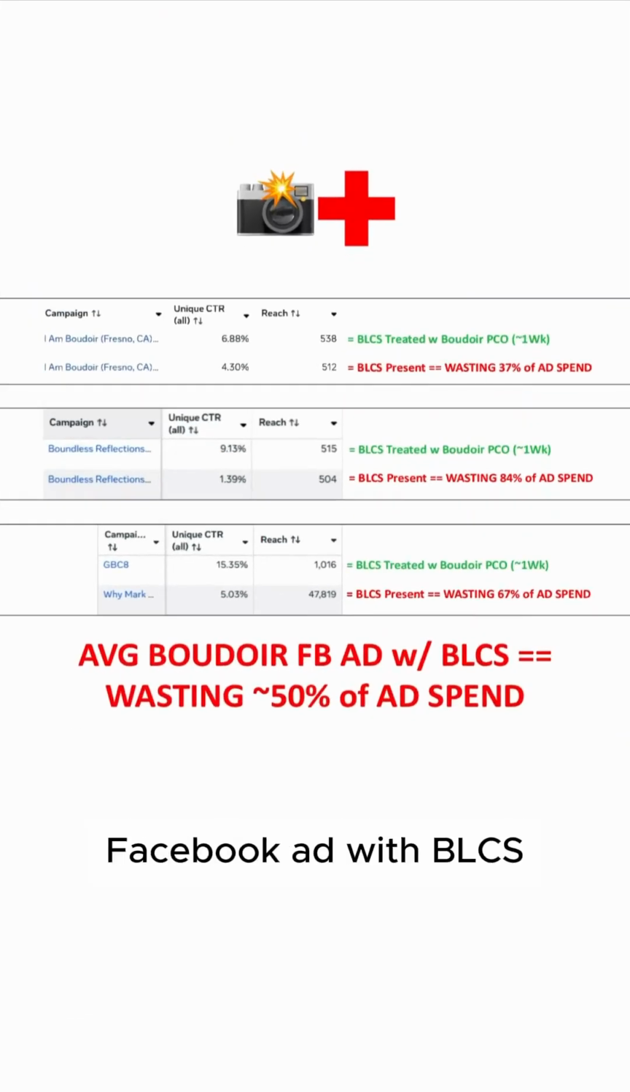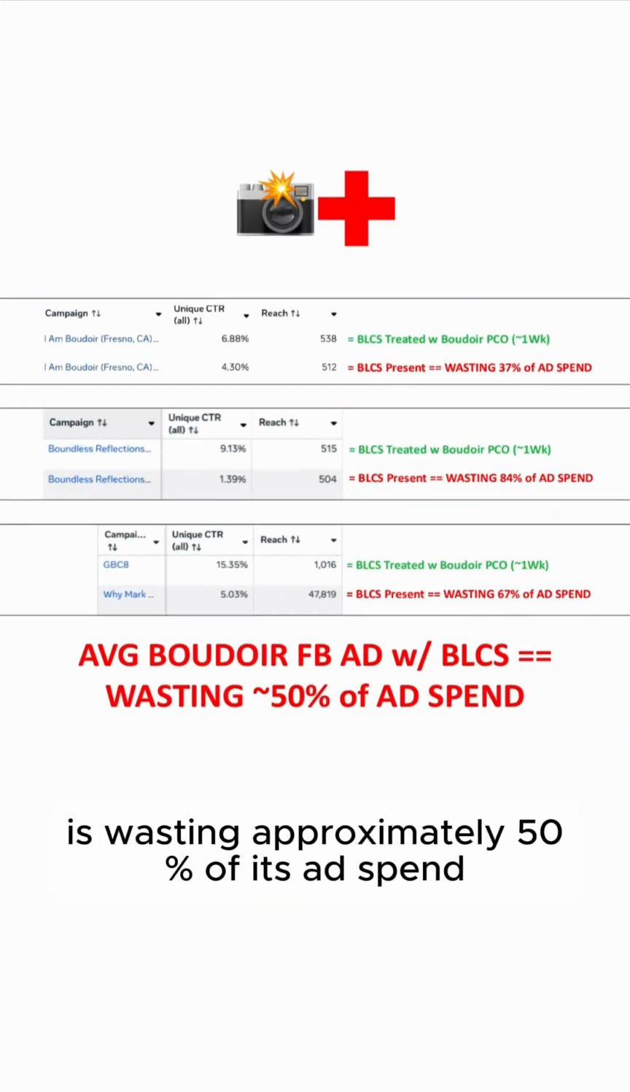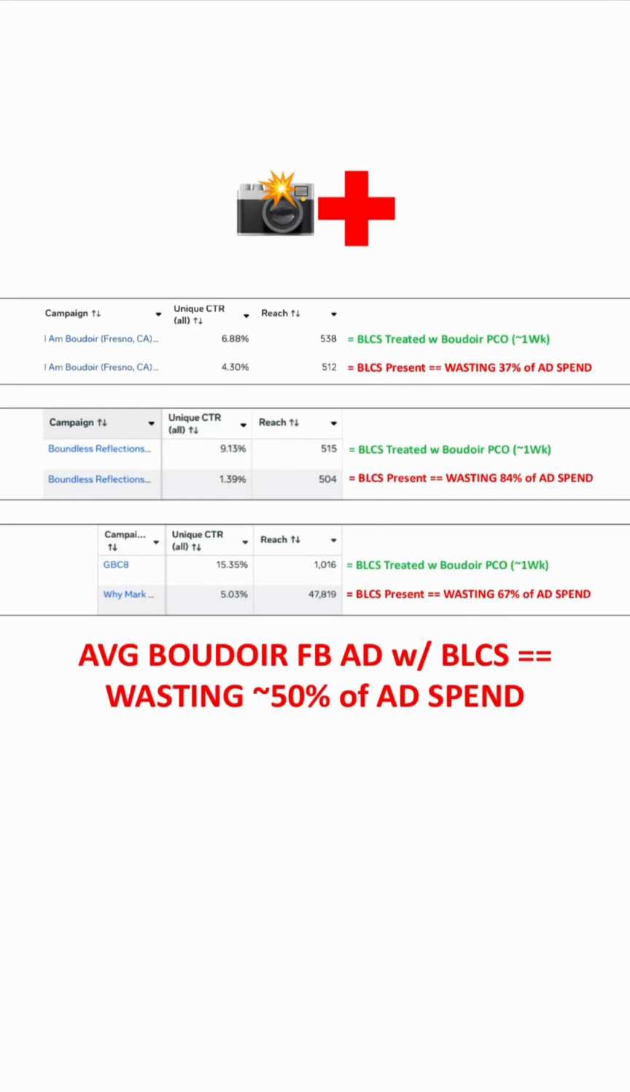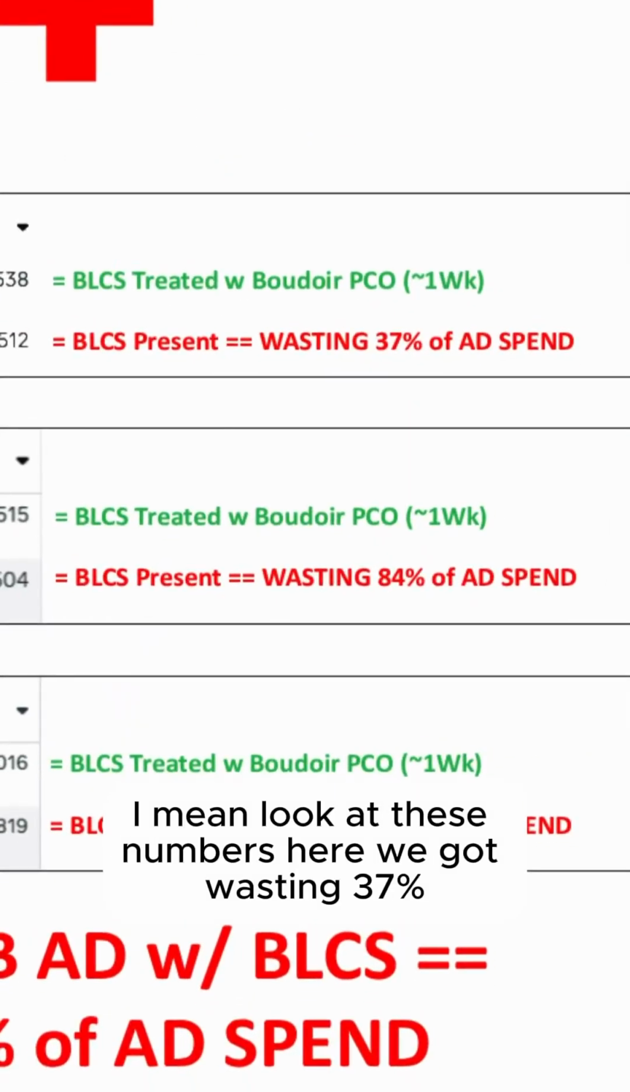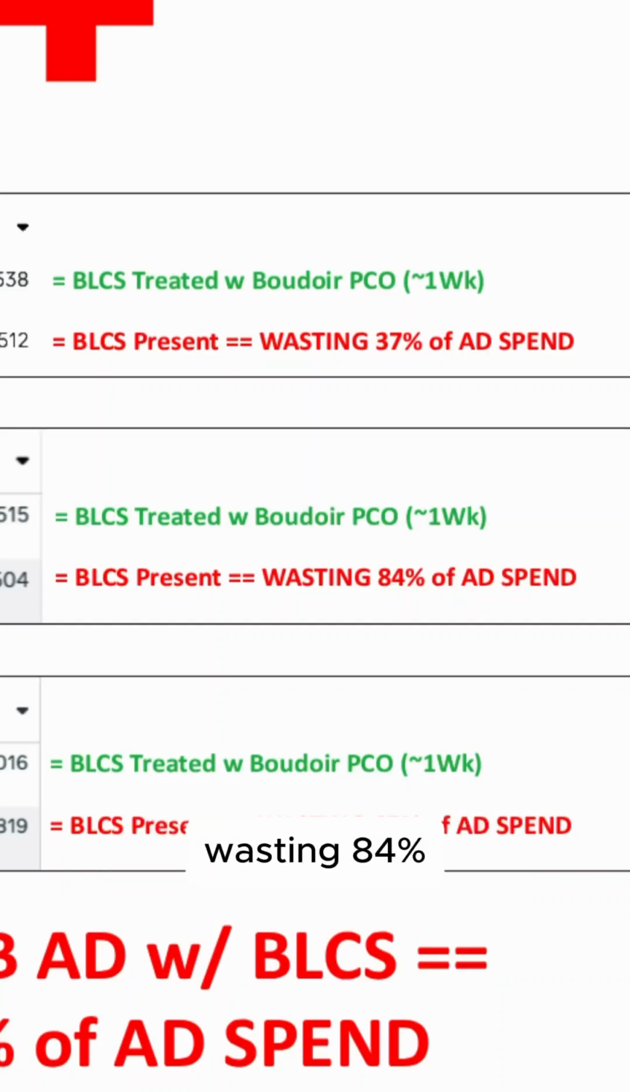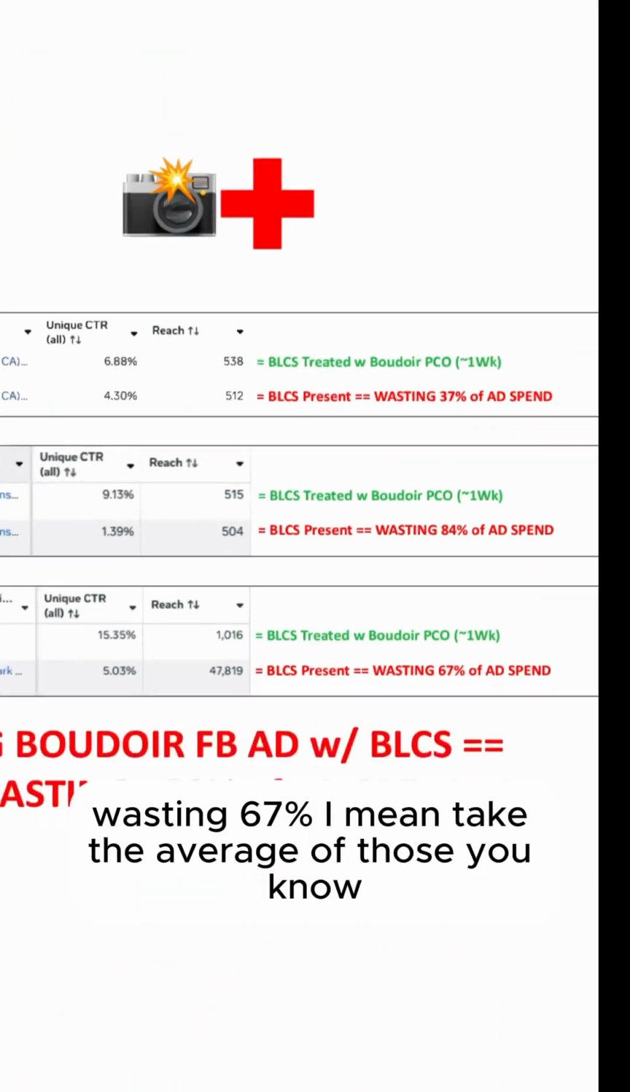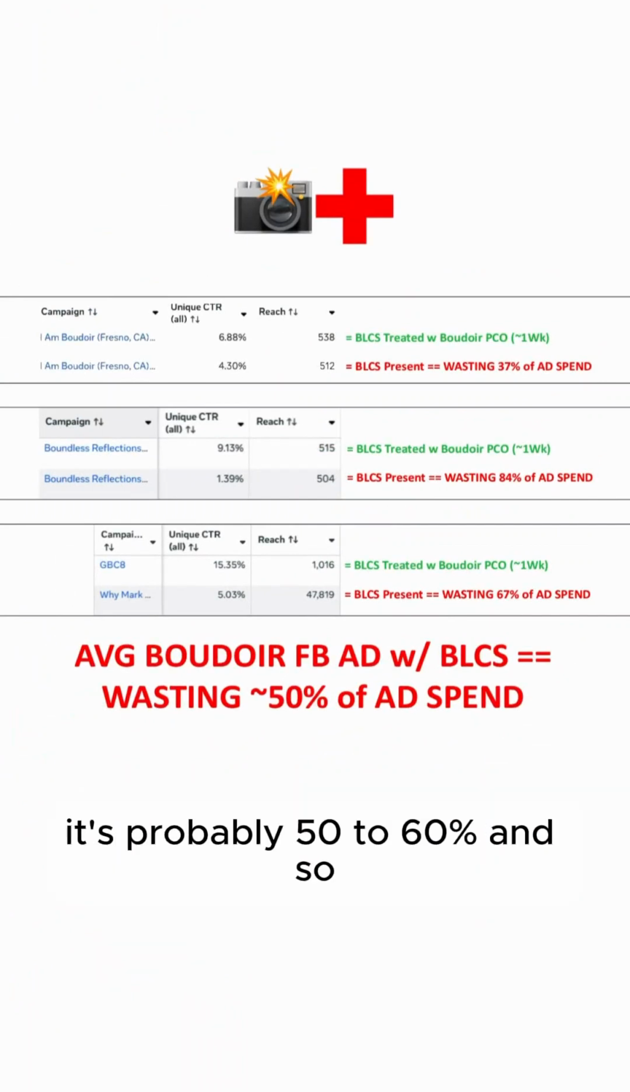So the average boudoir Facebook ad with BLCS is wasting approximately 50% of its ad spend. I mean, look at these numbers here. We got wasting 37%, wasting 84%, wasting 67%. I mean, take the average of those. It's probably 50 to 60%.